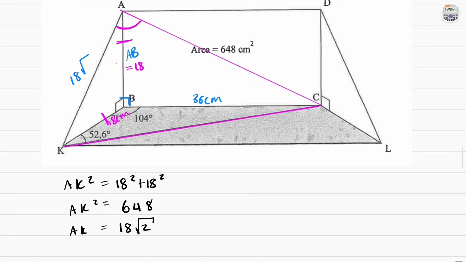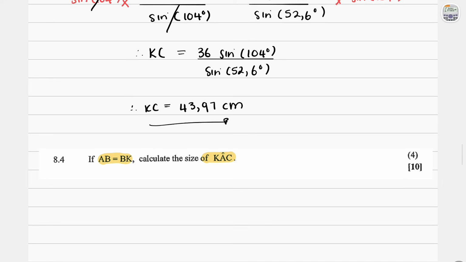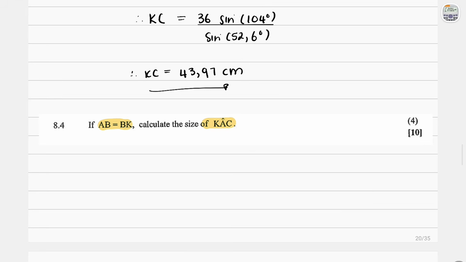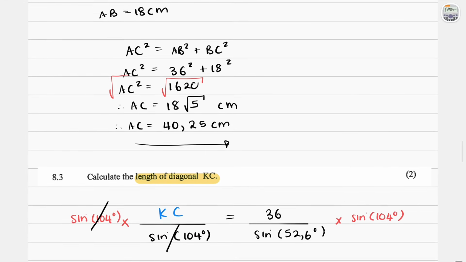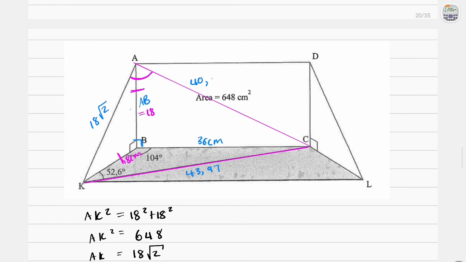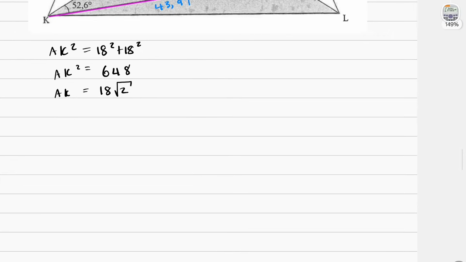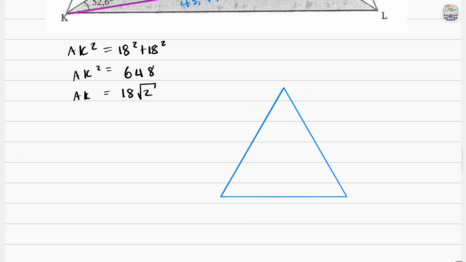So if this is 18 root 2, how do we use the cos rule here? Let's just put down what we have. We know KC, and since this is one of the things they actually ask for, you don't have to use the unsimplified form. So this is 43.97, and we already had AC, which was 40.25. Now we can use the cos rule. Just a quick rundown on that. If you are given a triangle with sides, let's just say 8 units, 9 units, and 11 units, but you needed to find this angle.